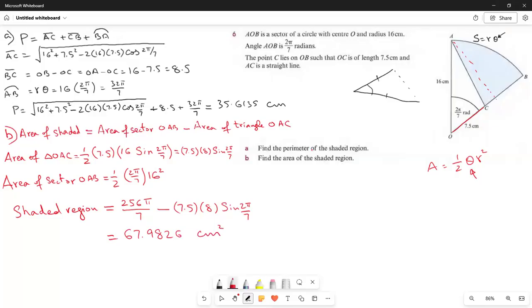Okay, hope it's clear. The important formulas we use today is law of cosine. Okay, and then how do we find the arc length? And the way we find the altitude. And finally, how do we find the area of a sector? So these are the important formulas we use today.